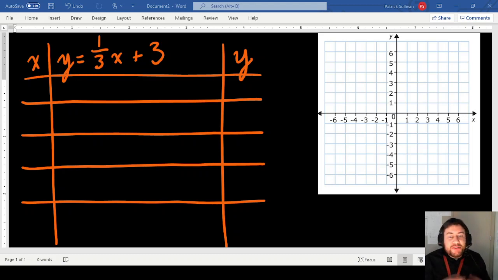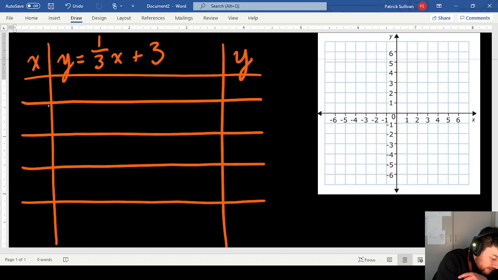In today's video, we're going to be going through how to graph a linear function when you have a fraction-based coefficient. So we're given the equation y equals 1/3 times x plus 3. So let's go ahead and take a look at what x input values I should use.